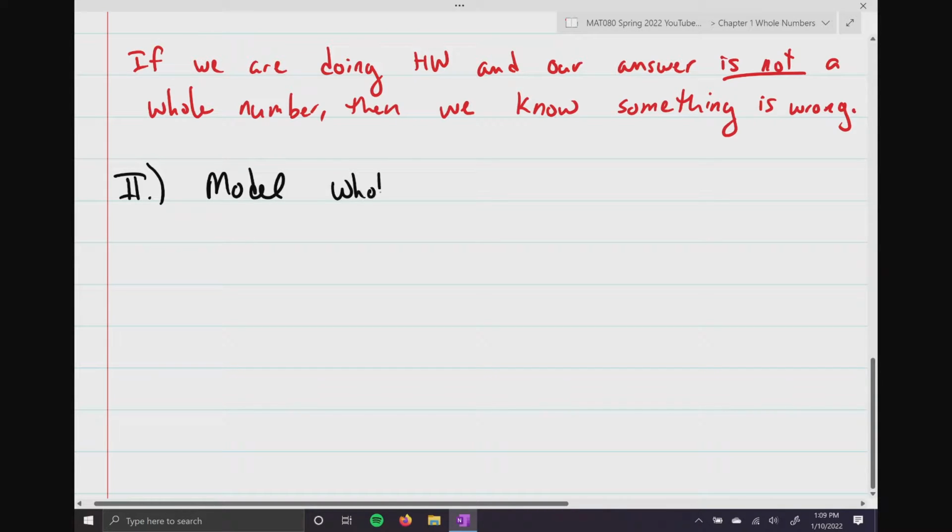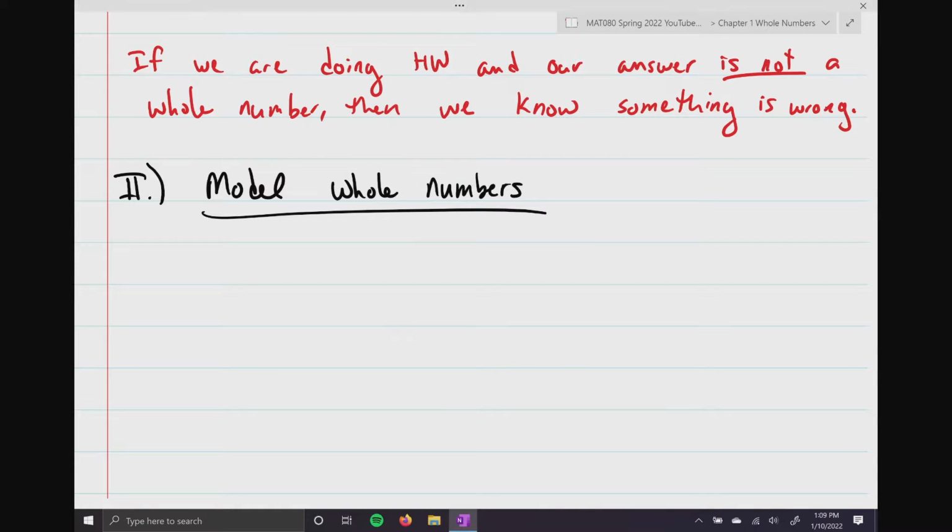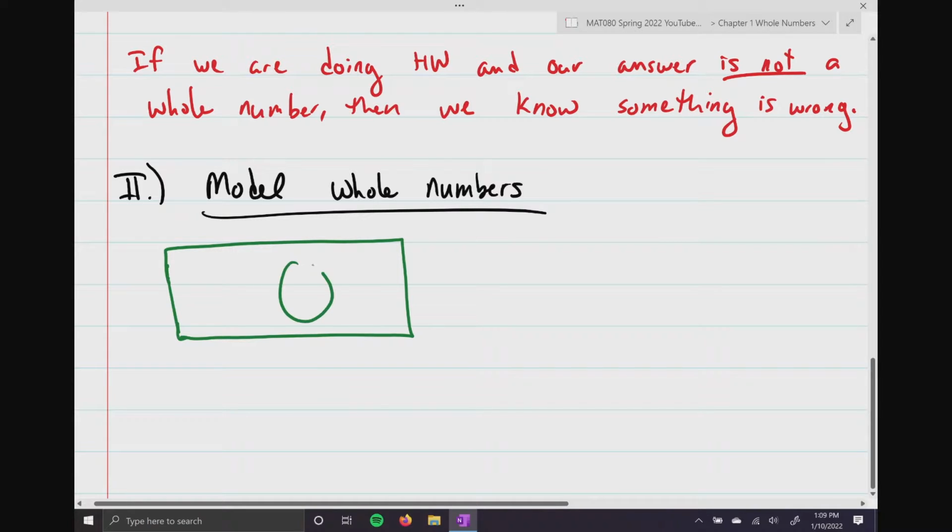And we're going to model whole numbers. Now, there are tons of ways that we do this. I think the easiest way, and you're going to have to pardon my artistic ability, is money. I went to school for math, not for art. Therefore, my artistic abilities are very, very poor. But we can use money to model whole numbers.